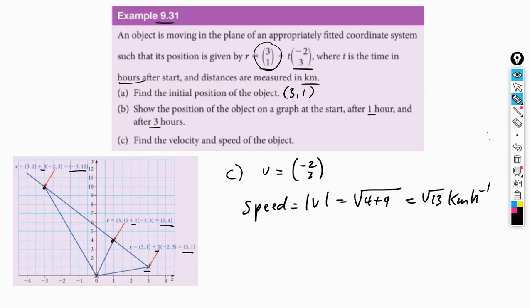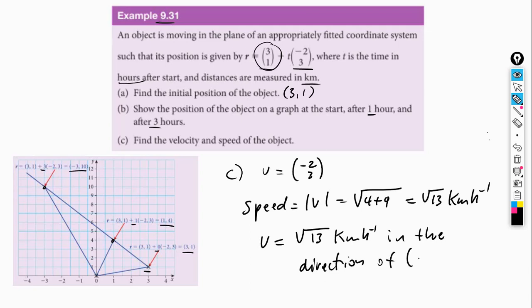Now notice that we could also express the velocity as being equal to the square root of 13 kilometers per hour in the direction, because remember that the difference between speed and velocity, as those of you who are in physics know, is that it's speed with direction. So we have to mention the direction. We would say that square root of 13 kilometers per hour in the direction of (-2, 3).